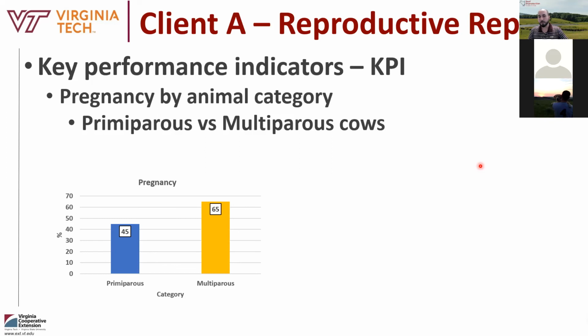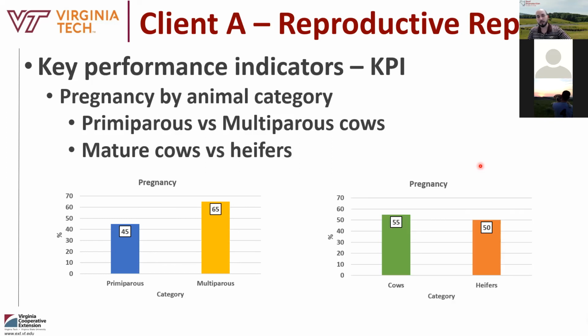Animal category, right? Primiparous cows versus multiparous cows, as well as mature cows versus heifers. These are very basic things that we can do easily with data from producers and show them how they're doing. Are we doing a better job with heifers or not? Are primiparous cows, our first-calf heifers, really suffering? Do we need to perhaps supplement them better so that we can bump up those pregnancy rates?